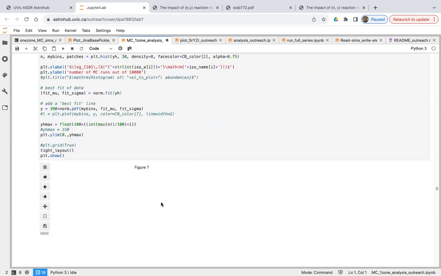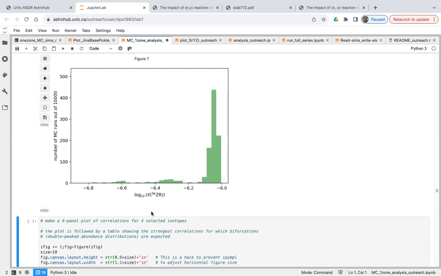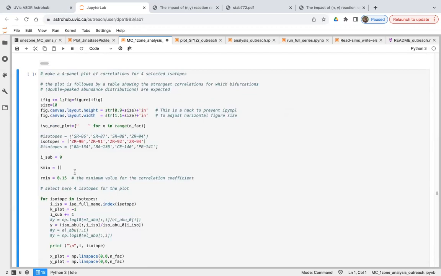Okay. So this is a histogram of the distribution of Monte Carlo runs for the isotope zirconium-96. Now the next cell makes a similar 4-panel plot, but not for elements, instead for isotopes. In this case, you can see 4 isotopes of zirconium: zirconium 90, 91, 92, 94. I have to say that stellar spectroscopy usually measures in stars only elemental abundances.